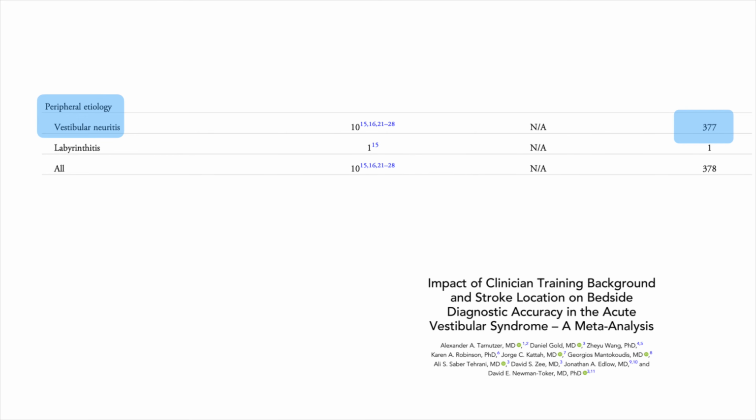So when HINTS is used appropriately in patients with constant dizziness and nystagmus at rest, the only peripheral diagnosis it makes is vestibular neuritis. And it's a very important one to make because, as we said, if you can definitively diagnose vestibular neuritis, you can rule out a stroke.